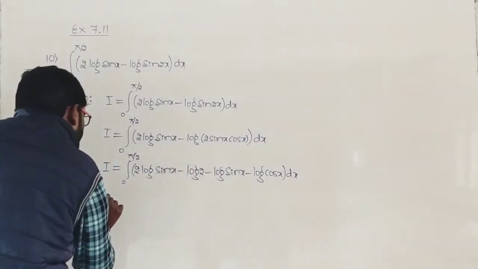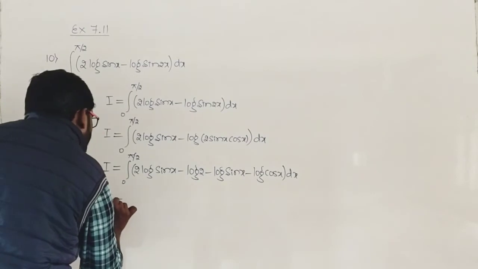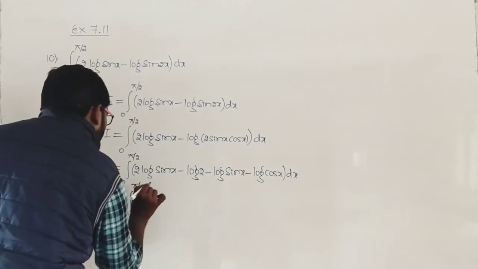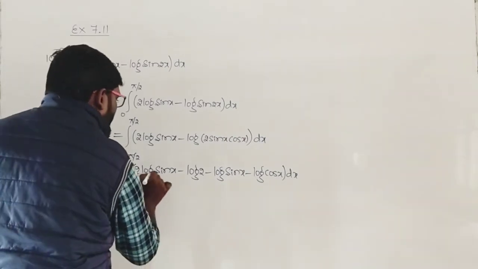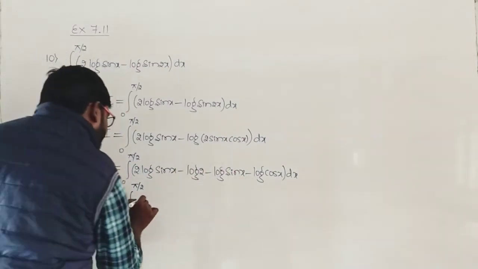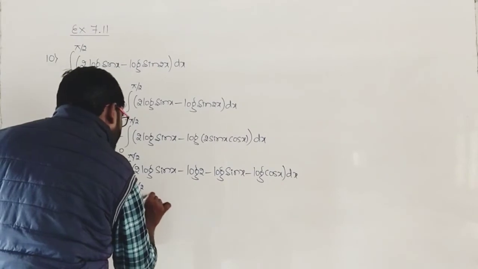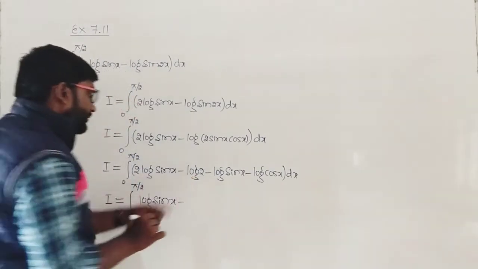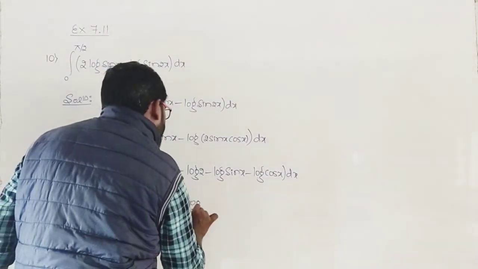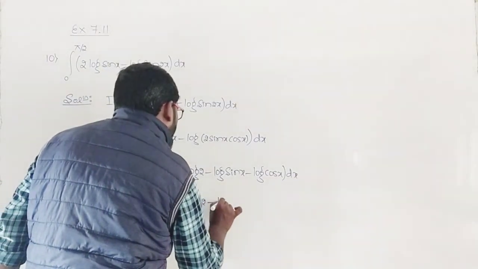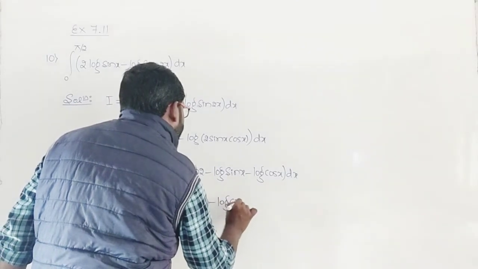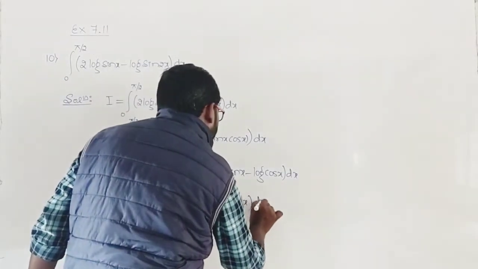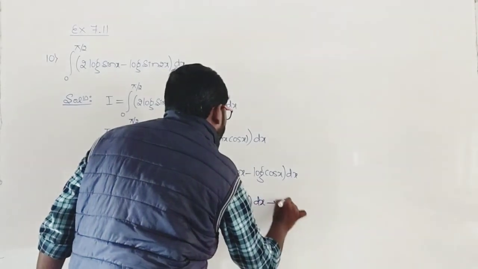So now in the next step, I is equal to the integral from 0 to pi by 2 of 2 log sin x minus log sin x will be log sin x, then minus log 2, then minus log cos x dx. So I call this equation number 1.